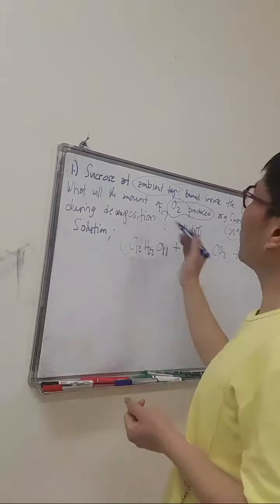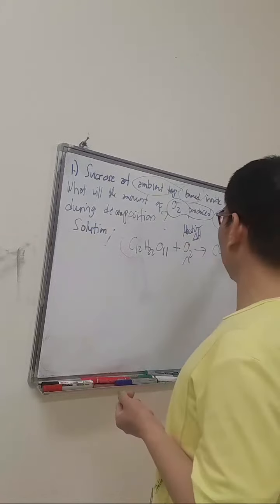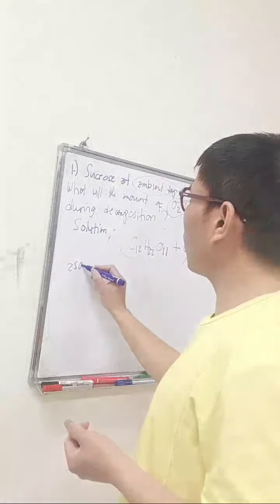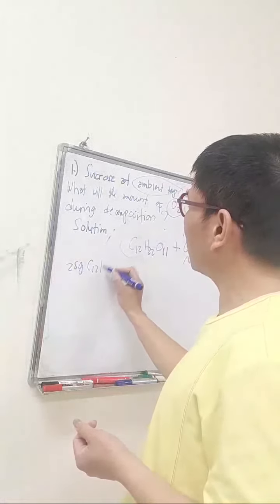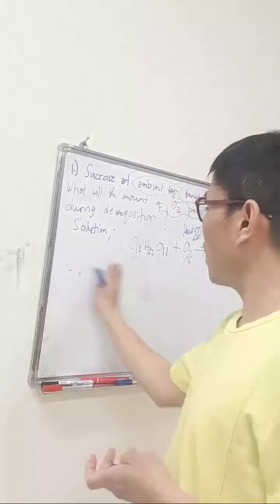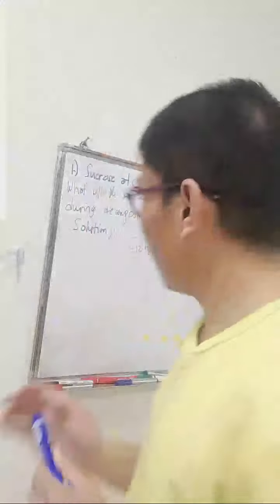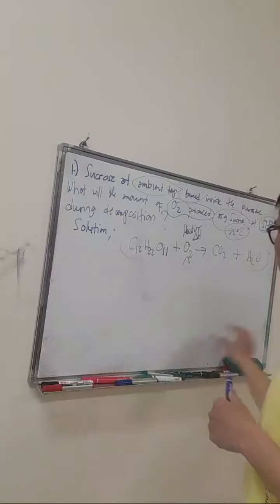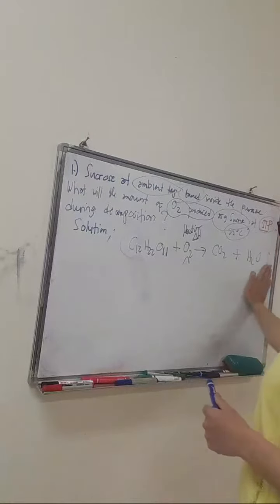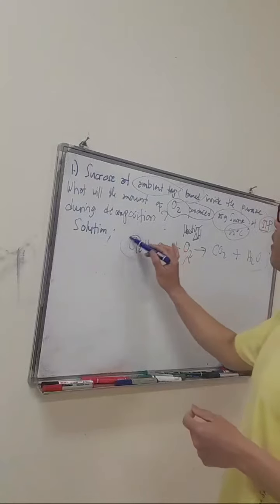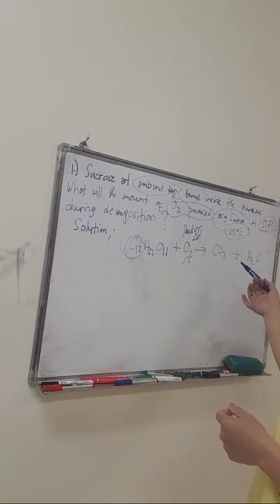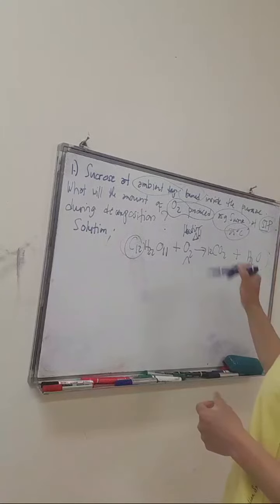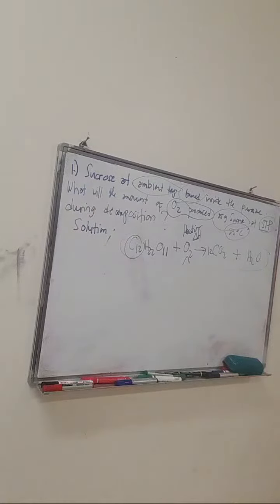So, you start with 25 grams of sucrose, C12H22O11. You balance the chemical reaction, on the spot solving the problem. Carbon 12, so we put 12. Hydrogen 22, and then oxygen is 13 here.